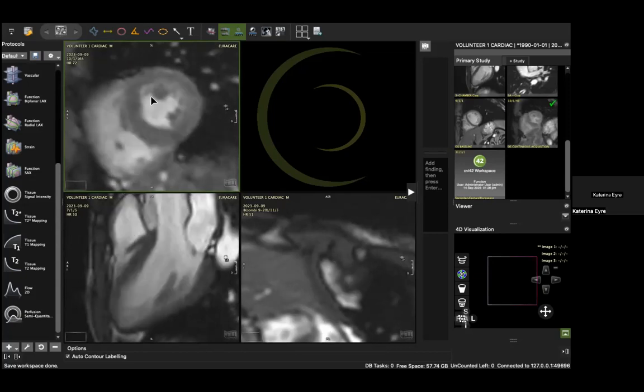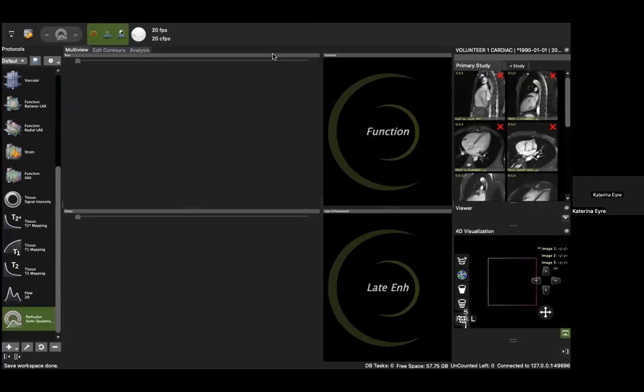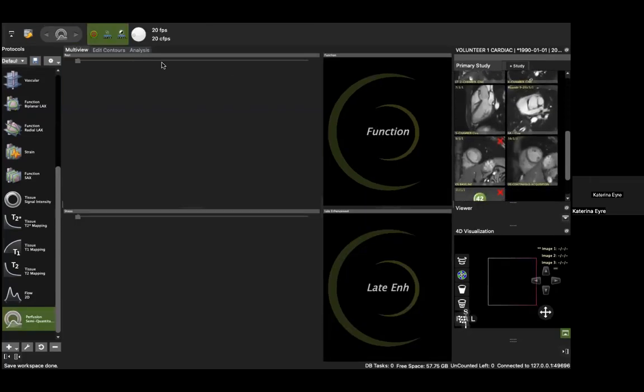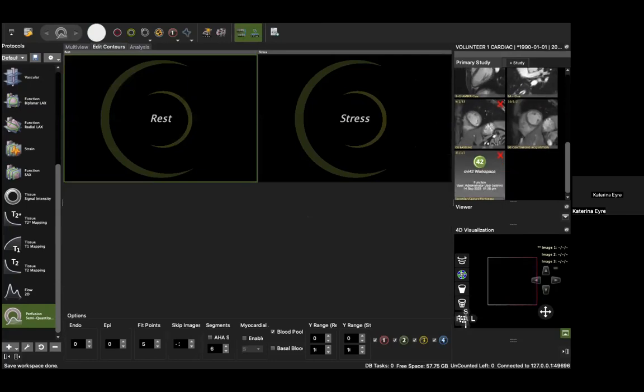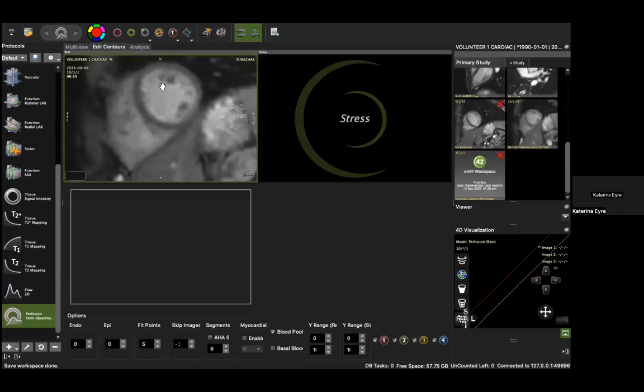So the first thing we do is identify end systole for each cardiac phase. That's when the blood pool is the smallest. So what we can see is when I go backwards, it's small. If I go back again, it gets a little bigger. Now I'm going forward, small, forward a little bit bigger. So I identify this phase as end systole. So I'm just going to go into the module and pull in this acquisition.